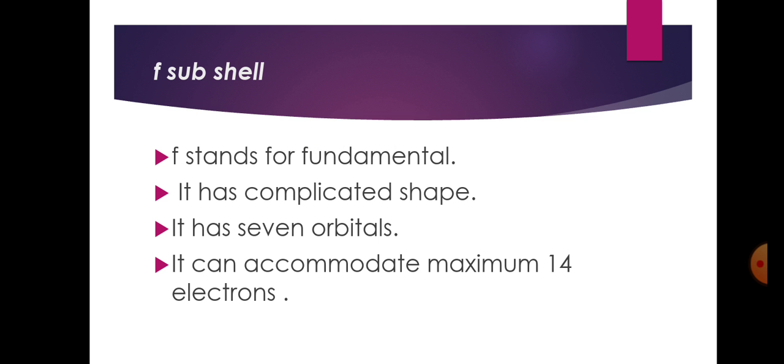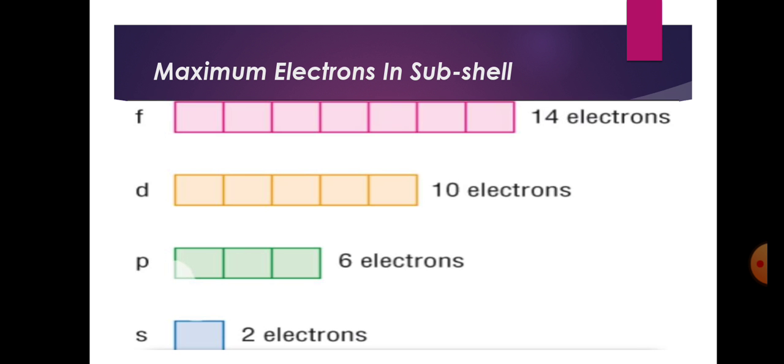Then we can proceed to the F subshell. F stands for fundamental. It has a complicated shape. It has 7 orbitals. It can accommodate a maximum of 14 electrons. It has 7 orbitals, so 7 multiplied by 2 is equal to 14. So it can accommodate a maximum of 14 electrons. Its complex shape will be discussed in the higher grades.